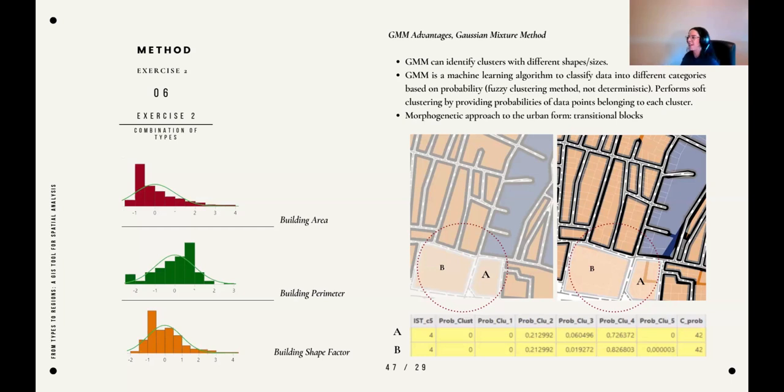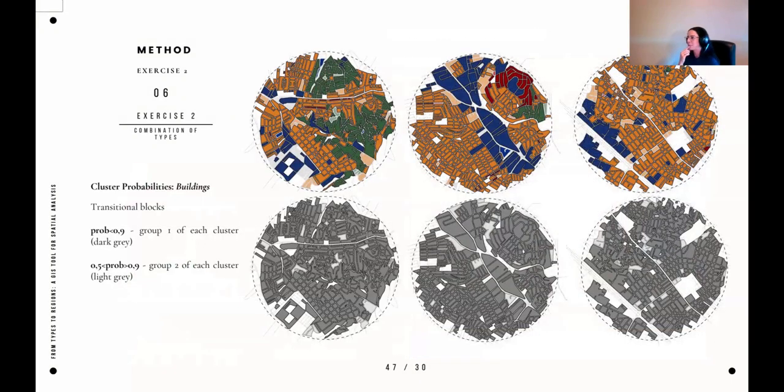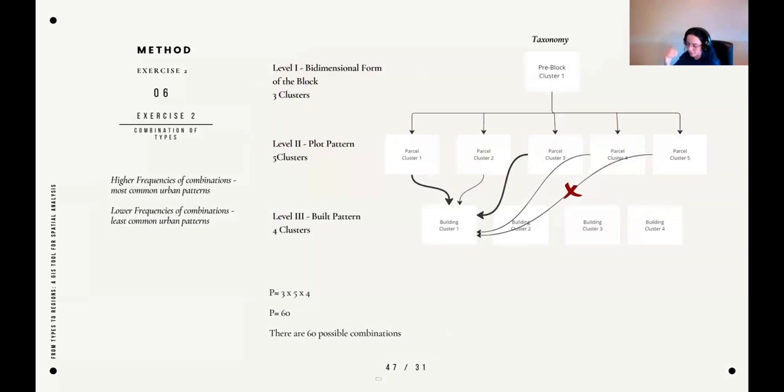So we get to see these transitional blocks, for example, and they are usually placed where we can, let's say, visually identify that there's a transition from one type to another. So for example, here the probability indicates, we can see in lighter gray, these transitional blocks. So just something interesting to mention. But going back now to the combination of types.